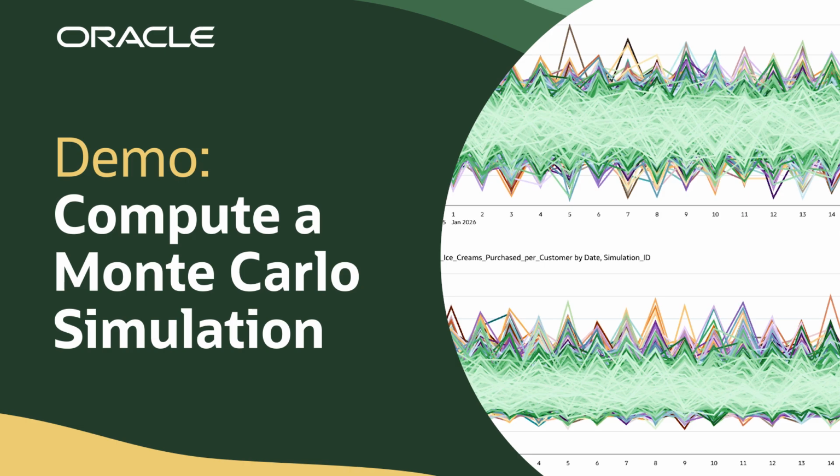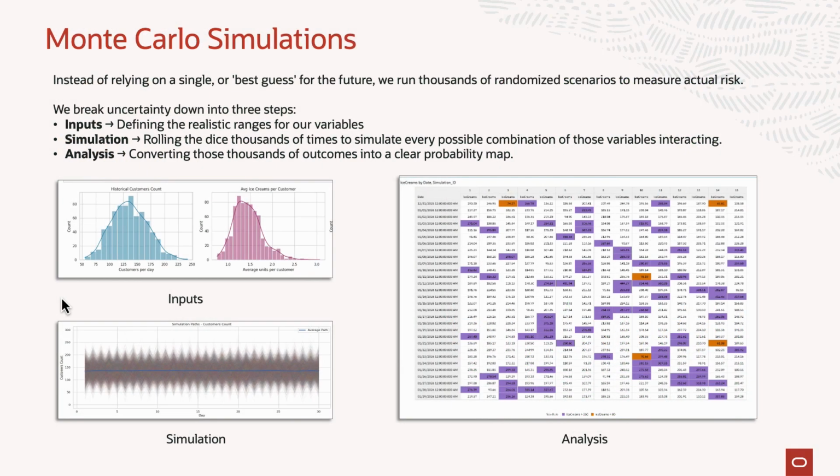Hello everyone. In this video, we will explore how to apply Monte Carlo simulations in AI data platform to forecast demand for an ice cream store. When a business process involves uncertainty, relying on guesswork or a single best estimate is rarely enough to make effective decisions. This is where Monte Carlo simulations provide a highly effective solution which will help you uncover the underlying variability of your operations.